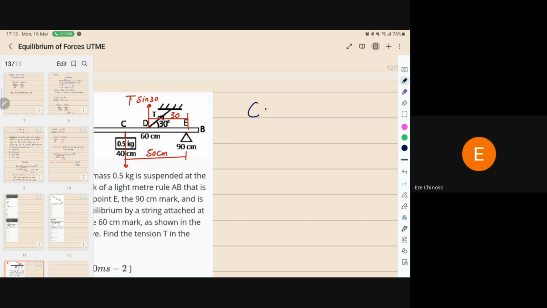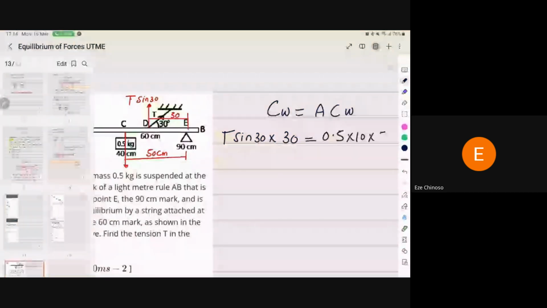So clockwise moment equals anti-clockwise moment. Right? So this is clockwise, CW. Imagine you are holding this thing down here, and the force is here. It's going to take it clockwise. So the clockwise is going to be T sine 30 multiplied by the distance, 30, is equal to anti-clockwise. Pin this place down. If you pin here down, that force is going to push to the left-hand side, which is anti-clockwise. So that is going to be 0.5 kg, times 10, times the distance, which is 50.